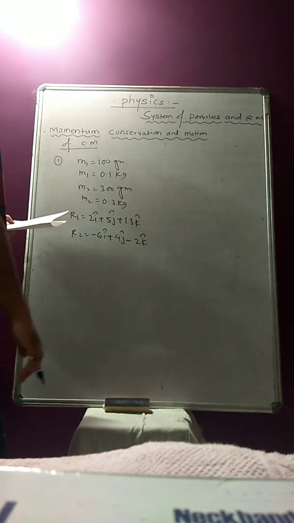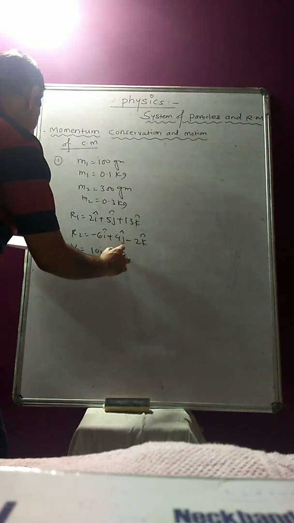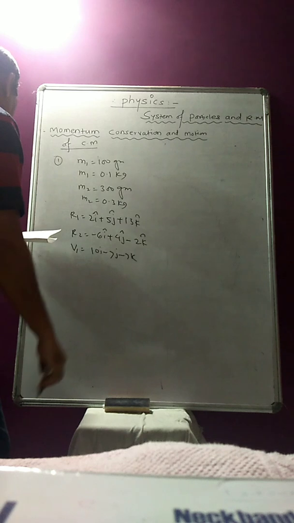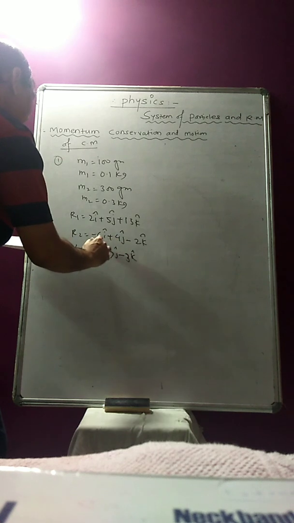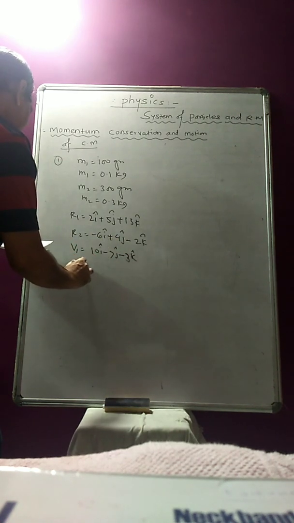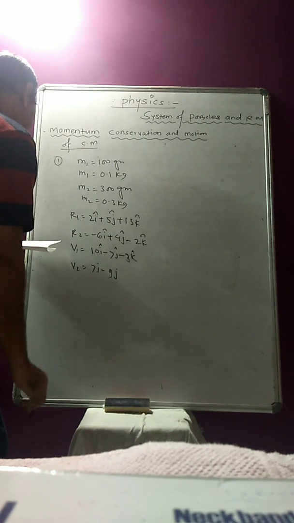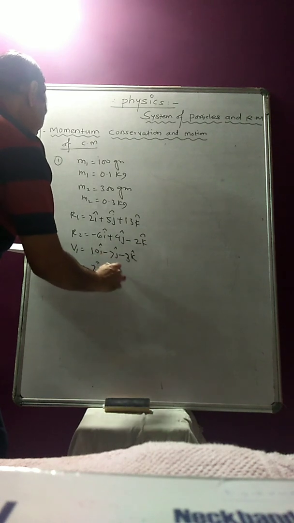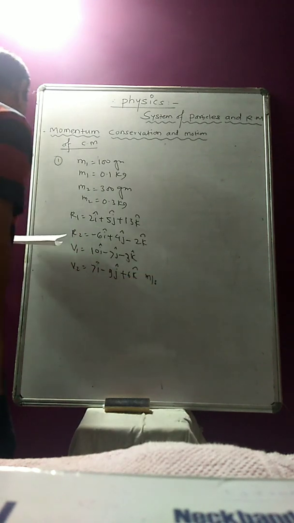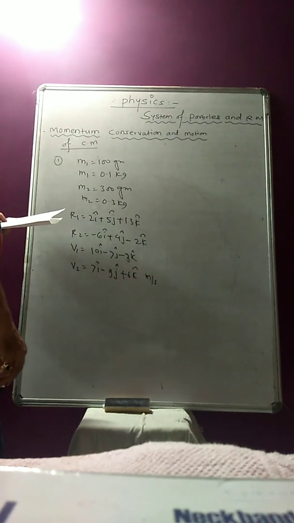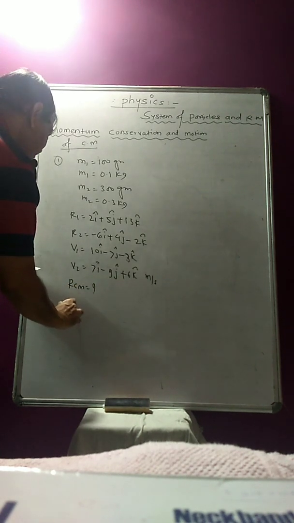Okay, respectively. And their velocities are v1 is equal to 10i minus 7j minus 7k. Instead of minus 7k you can take minus 3k. So this is the first velocity vector, and second velocity vector is 7i minus 9j plus 6k meter per second, respectively. Determine the instantaneous position vector, means r center of mass, and velocity of center of mass.